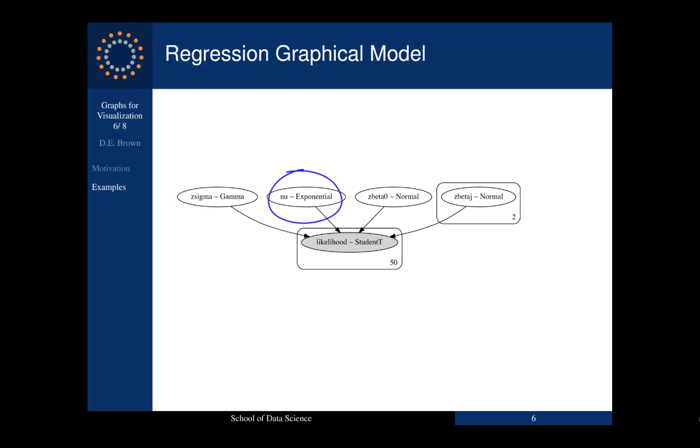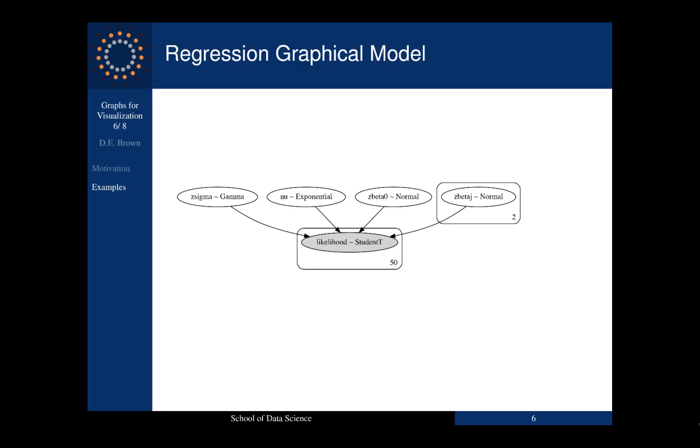It has the nu, which is exponential. It has the beta naught, which is a Gaussian, and notice that it's using a plate here to show that there are two of these beta j's, and they both are Gaussian. And then it's showing the plate around the likelihood that there are 50 students that are being modeled in this particular case.